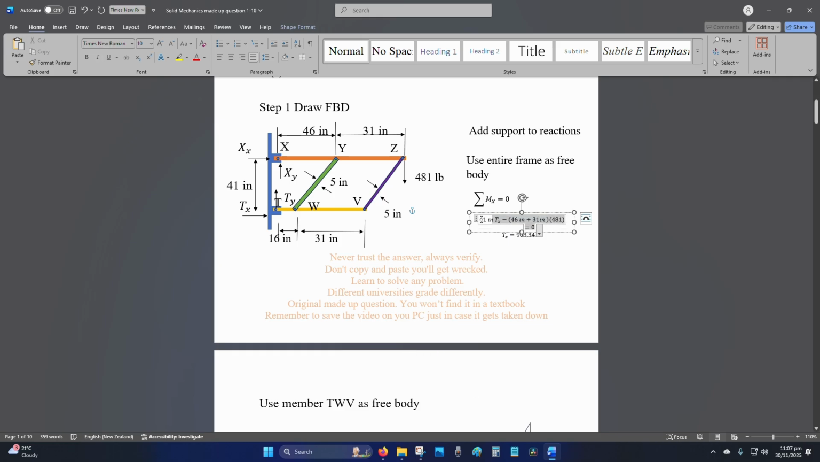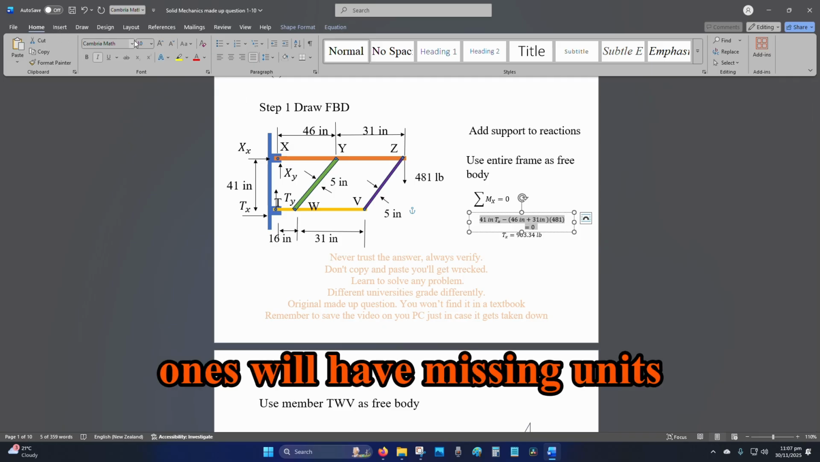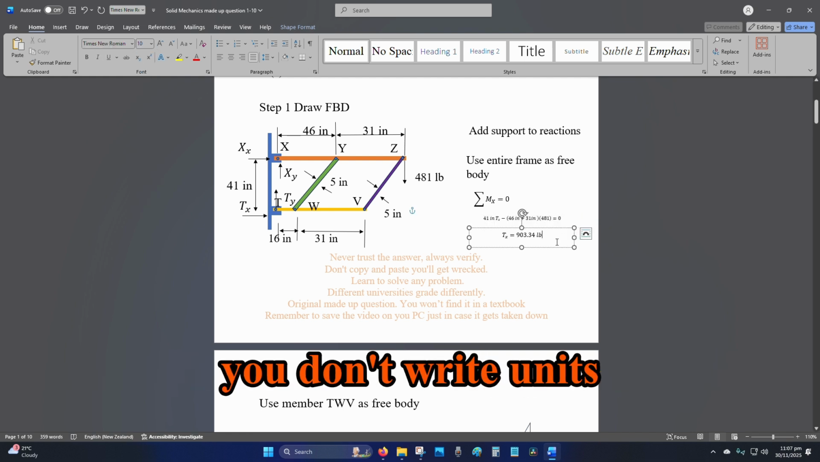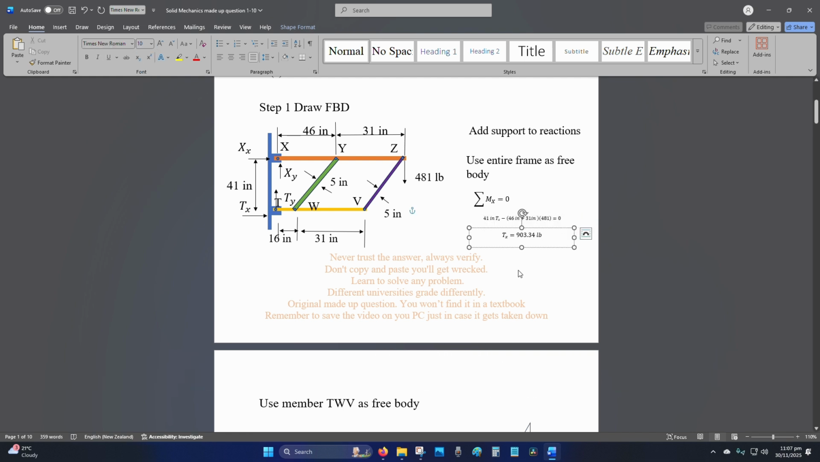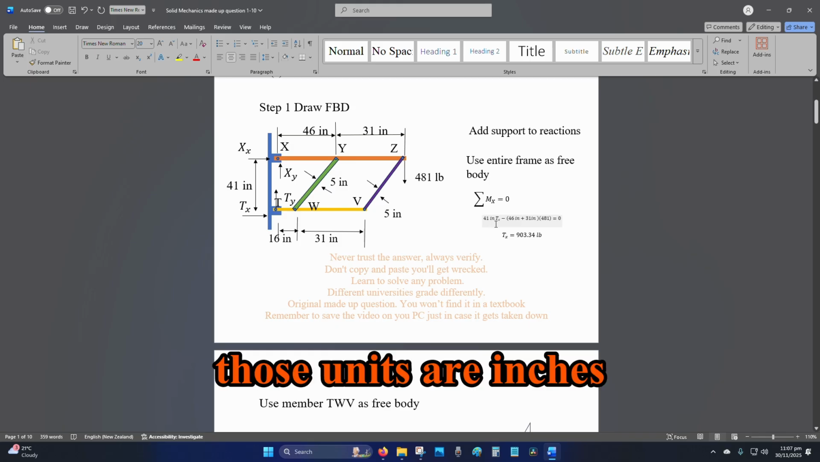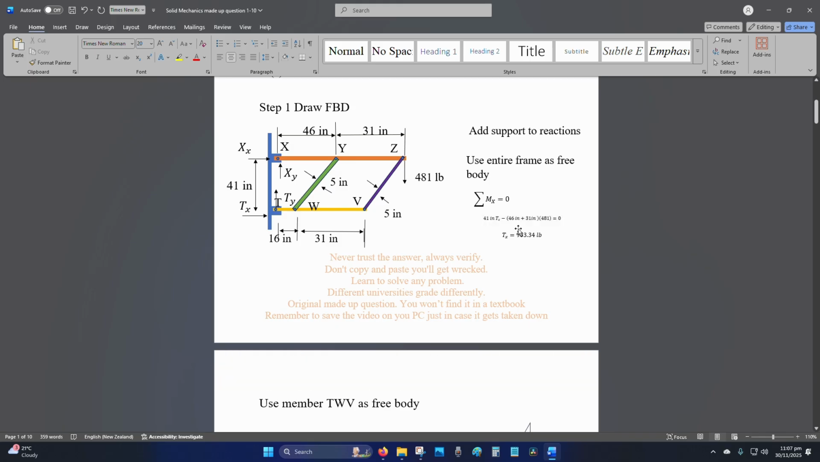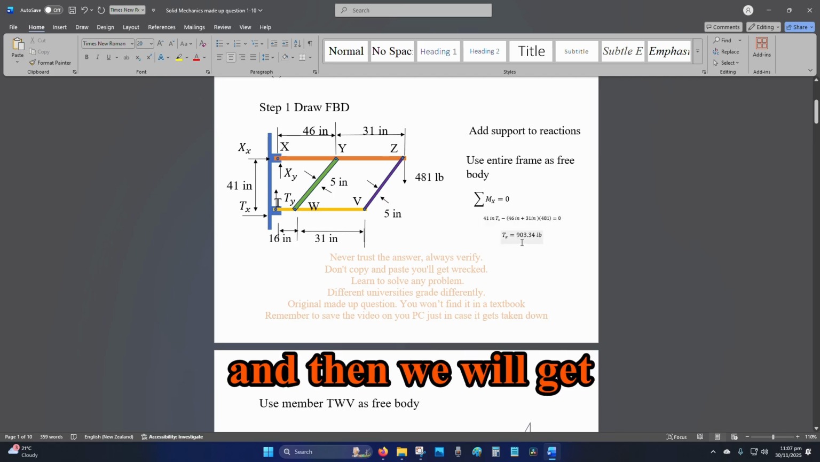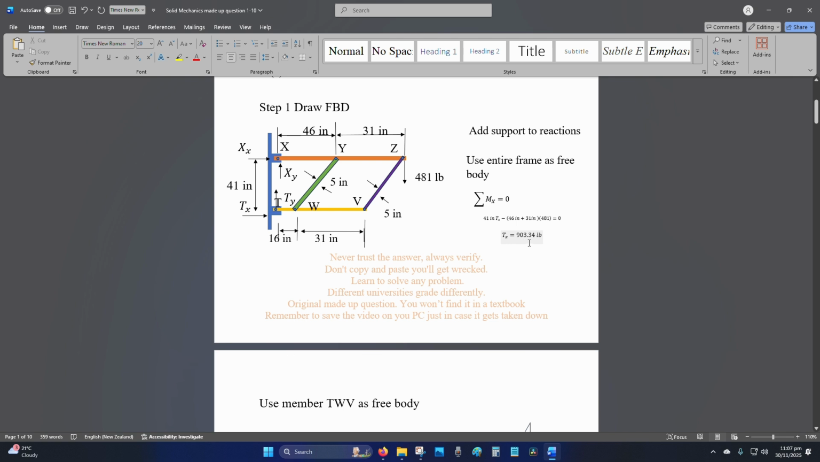In fact, some of the bottom ones will have missing units, and I know lecturers get really grumpy when you don't write units, and it's valid because in the real world you need units to manufacture things. So those units are inches, the force is in pounds, so we set it to 0, we make Tx the subject, and then we will get 903.34 pounds.